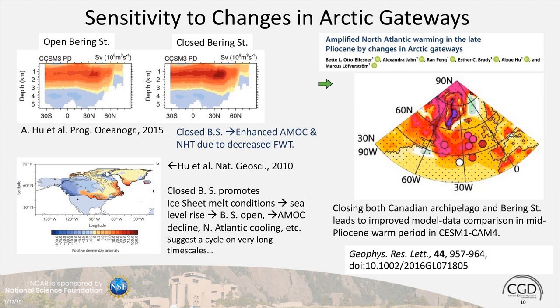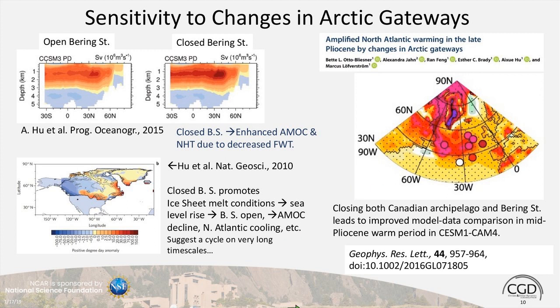For the Pliocene, we actually found that when we close the Arctic gateways in the warm Pliocene, which has a CO2 of about 400 parts per million, which is similar to present day, we got an improved comparison to the proxy data. The previous PlioMIP1 simulation with open gateways failed to achieve sufficient warming compared to proxy data, but new indications that the gateways were closed allowed us to have a better comparison to the proxy data.